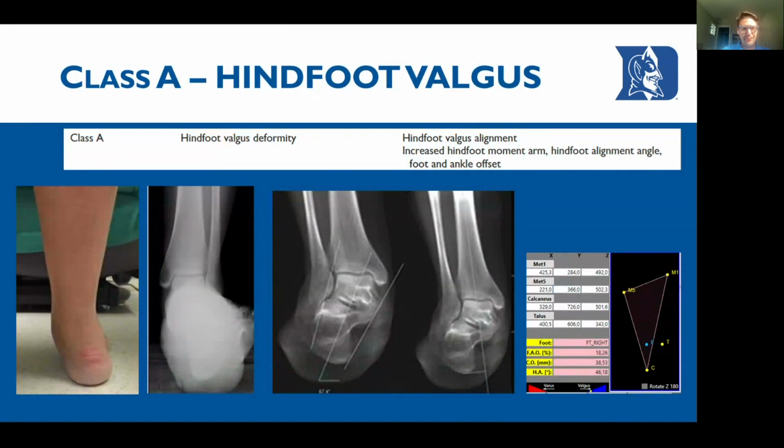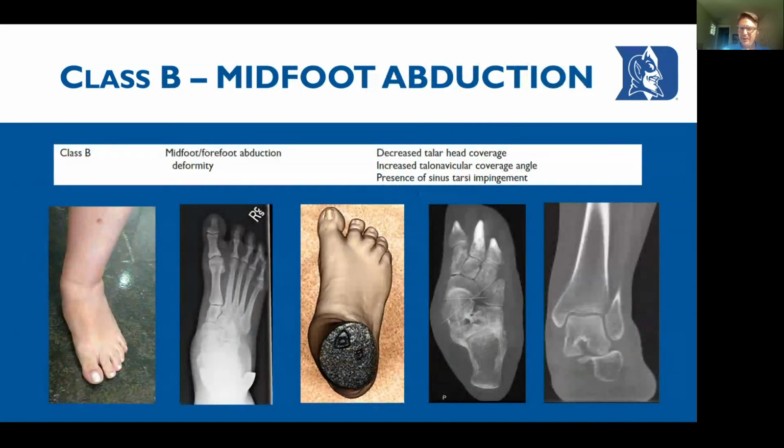So basically, if you see hindfoot valgus, you would put a letter A there. If you see midfoot or forefoot abduction, it's controversial. Some people prefer forefoot abduction. Some people prefer midfoot abduction. So we put midfoot, forefoot. So we didn't get into too much discussion on that. But if you see midfoot, forefoot abduction, you would put a letter B there.